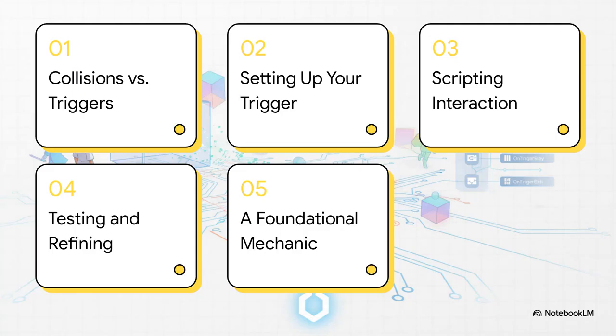So here's our game plan for today. We're going to start by really nailing down the difference between a normal collision and a trigger. Then, and this is the fun part, we're going to jump right into the Unity editor and I'll walk you through click by click how to set one up. After that, we'll write a tiny bit of code to make it actually do something, and of course, we'll test it out. Finally, we'll zoom out and see why this one little skill is, no joke, a key that unlocks a huge part of game development.